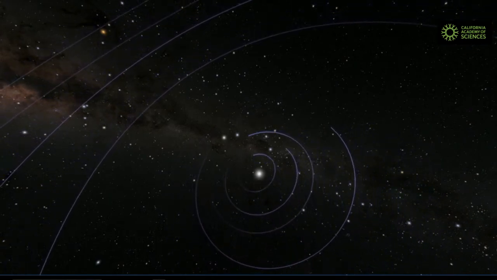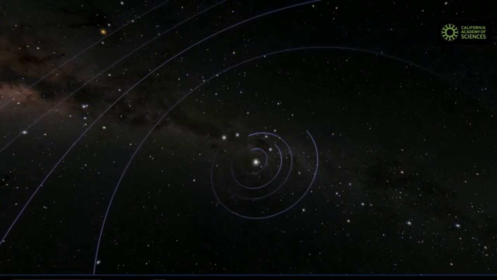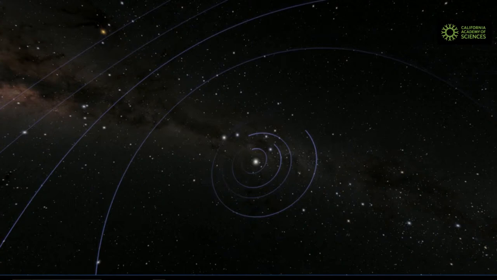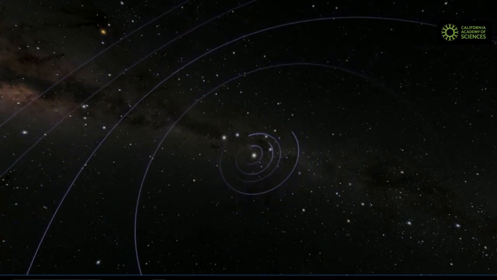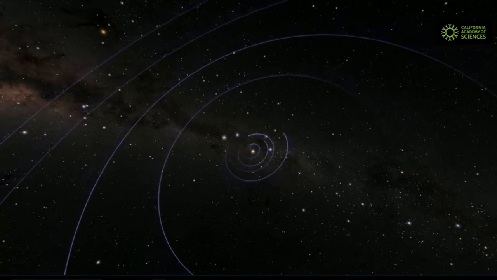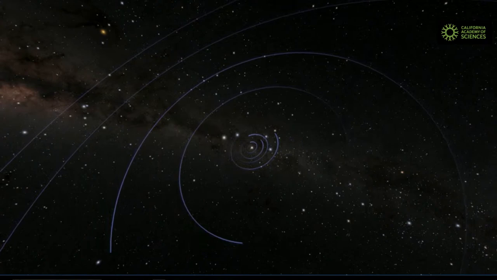So this is our overhead view of the solar system, with the Sun in the very center, our own star. The nearest planet is Mercury, and then comes Venus. We on Earth are the third planet out, and then comes the red planet Mars. Those are the innermost planets, called the terrestrial or rocky planets, because they're made mostly of rock, and they're fairly small compared to the other planets.